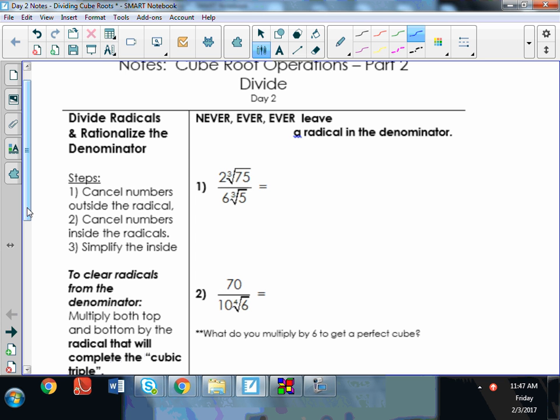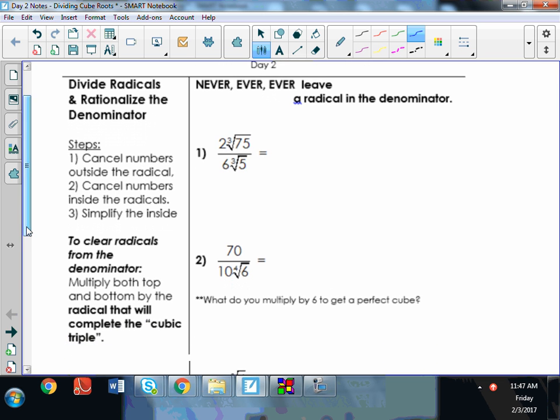So we never, ever, ever leave a radical in the denominator. So today we're going to look at dividing radicals and rationalizing the denominator with cubes. So the steps. The very first thing you want to do is look at reducing the numbers outside the radical and reducing the numbers inside the radicals. Okay? If you do that, it'll make your problem so much easier.